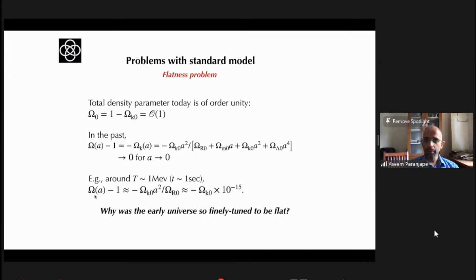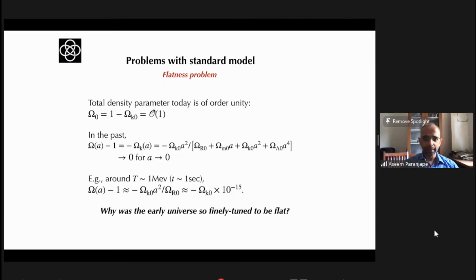So around this time, omega minus 1, according to this argument, will be approximately given by this because I throw away these terms. And now I put in what I know about omega r0 and what I know about the evolution of the scale factor during the radiation dominated epoch, which is what this epoch is. And the number that I get turns out to be omega k0 times 10 to the power minus 15. So there is a 10 to the minus 5 from here, but a 10 to the minus 20 that will come from here, and the whole thing becomes 10 to the minus 15.